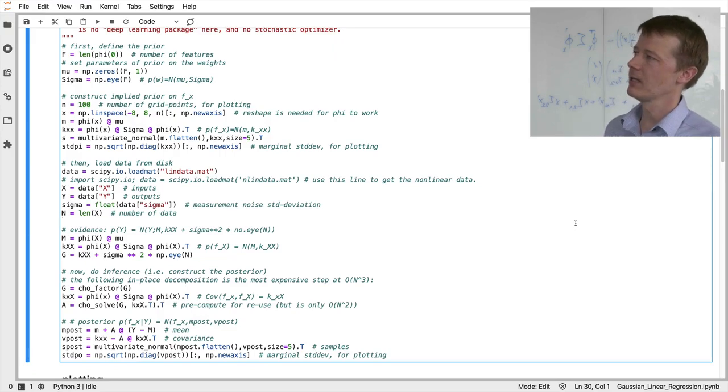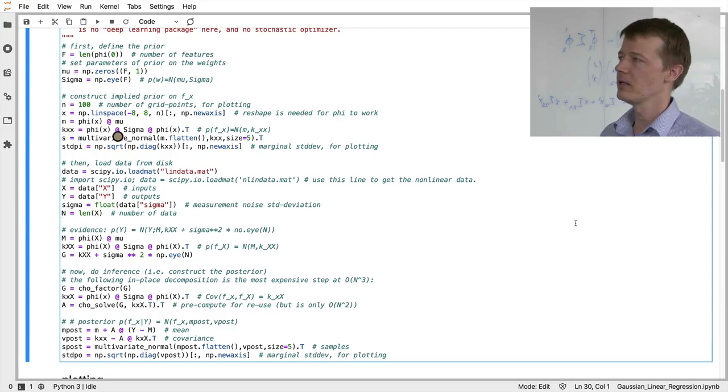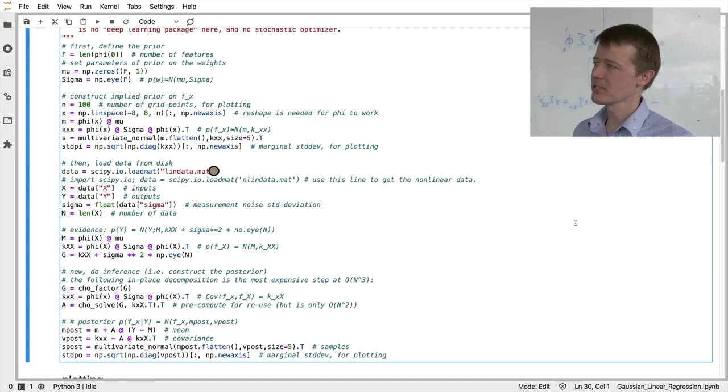Just bring it up. So to do that, I just tell NumPy to create random numbers from a Gaussian distribution with the mean given by m and a covariance given by kxx. And please draw 5 of these because then we can make a nice plot. Okay, now that was the prior.